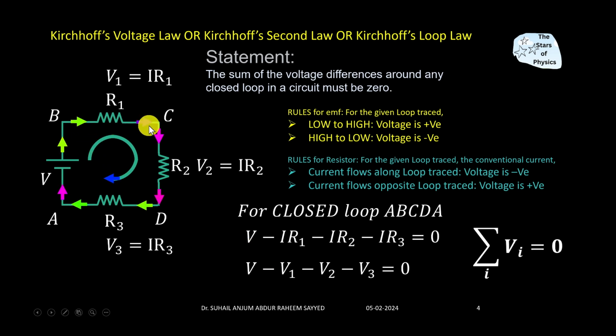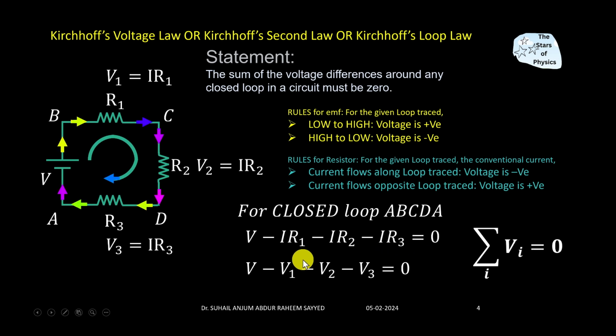Now current is flowing like this through R1, and the loop traced is along the direction of current only, because the loop traced is in the clockwise direction. So the loop traced and the direction of current are the same. Therefore, we have to consider the voltage drop across R1 as negative. So this will be minus IR1. Similarly for R2, again the direction of current and the direction of loop traced are the same. Therefore, it will be minus I times R2. And for R3 also, the direction of current and the loop traced are in the same direction. Therefore, it will be minus I into R3 equals 0.